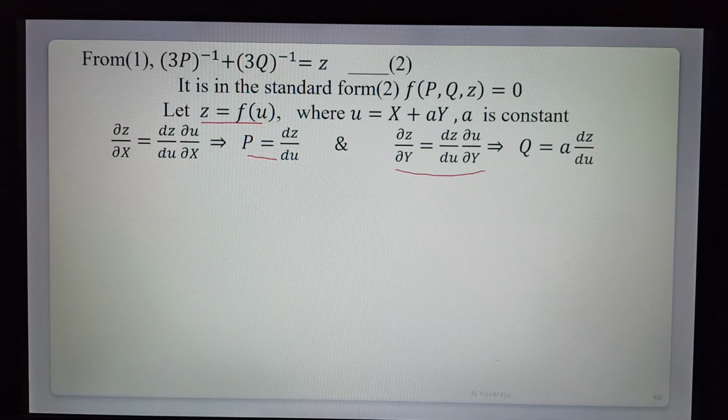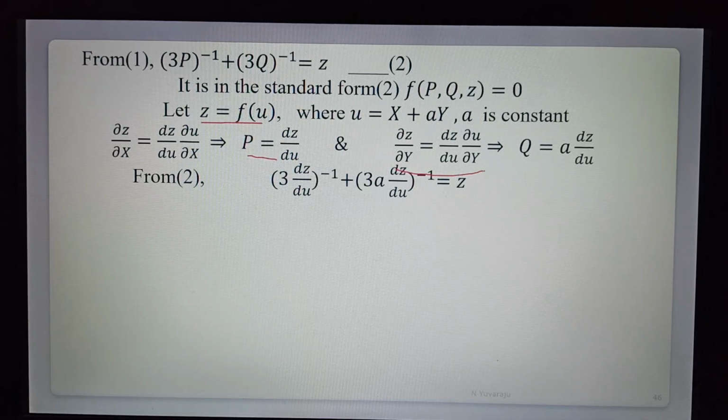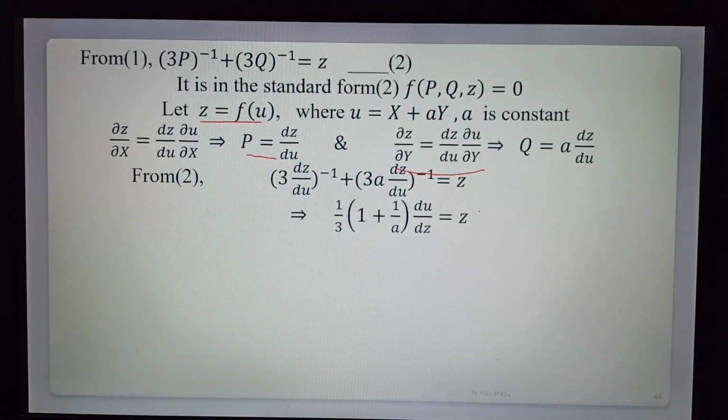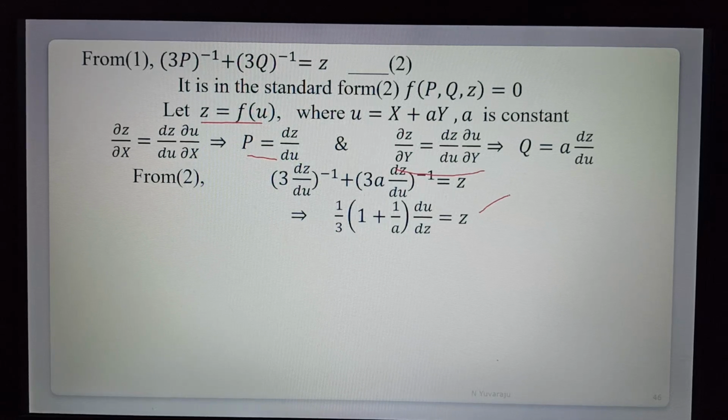Substituting in the given equation 2, we get 3 into dz by du whole power minus 1 plus 3a into dz by du whole power minus 1 is equal to z. Simplifying, 3 is common, that is 1 by 3, and dz by du is also common, and the inverse means du by dz. Taking the reverse, 1 plus 1 by a into du by dz is equal to z.